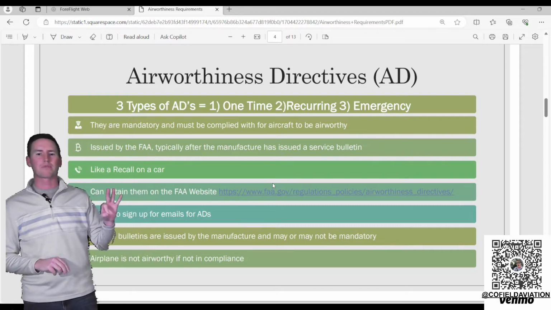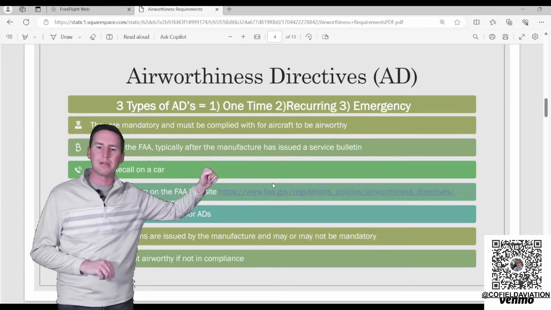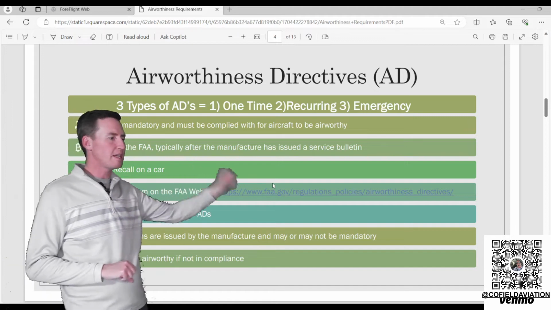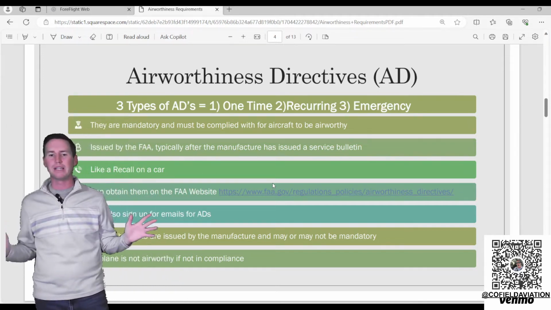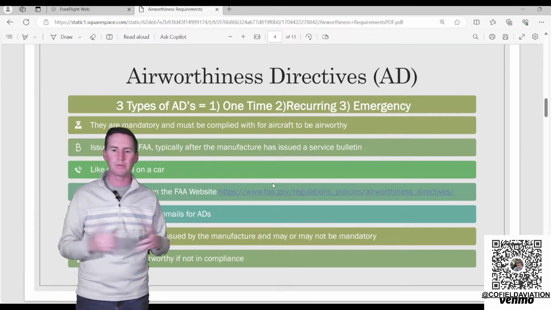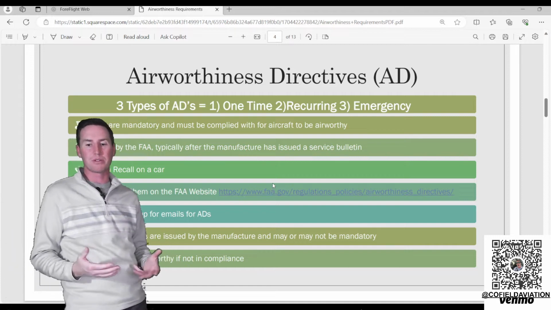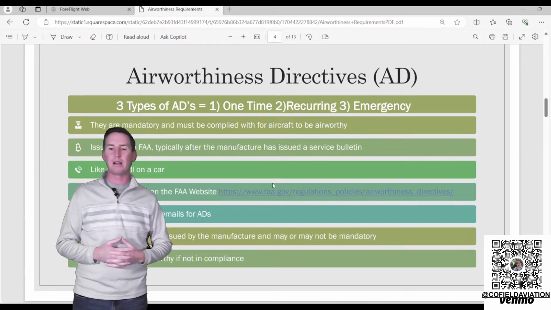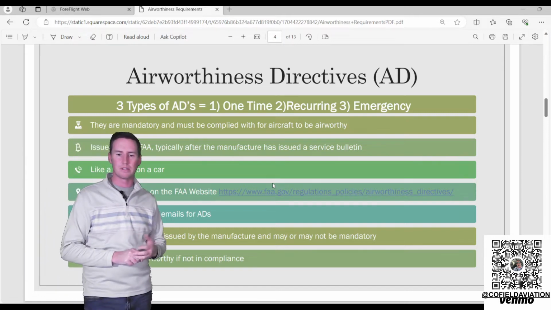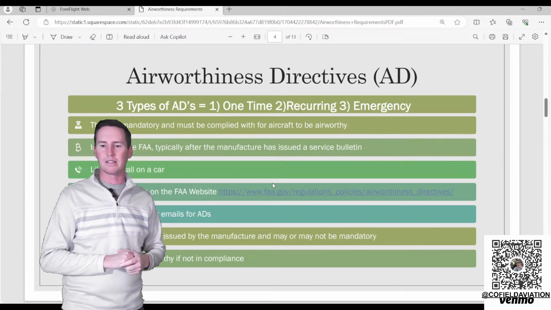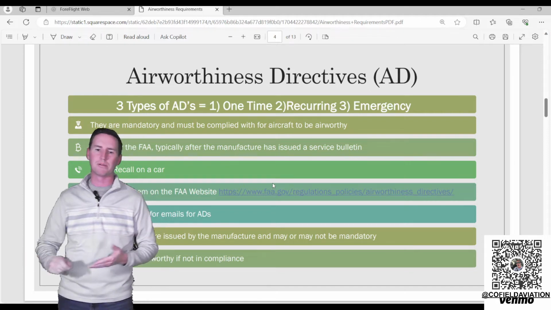There are 3 types of airworthiness directives. So one is a one-time AD. That just means that the FAA issues it one time and you comply with it and you're done. All right, you keep the record of it. It was complied with, or it was not applicable. Sometimes your serial number may not be applicable to your specific airplane. So your AI at your annual will say, hey, it's not applicable because of serial number or whatever.